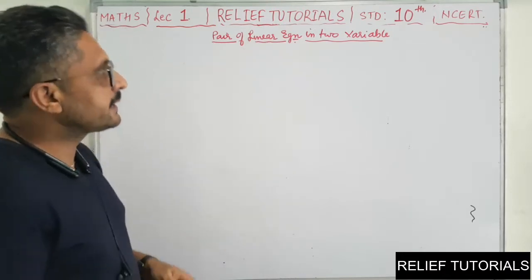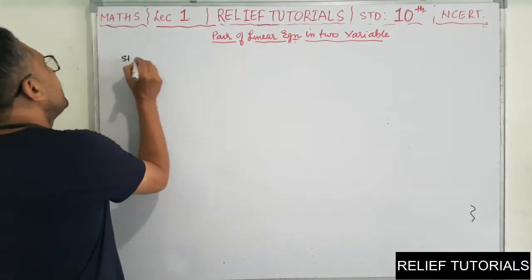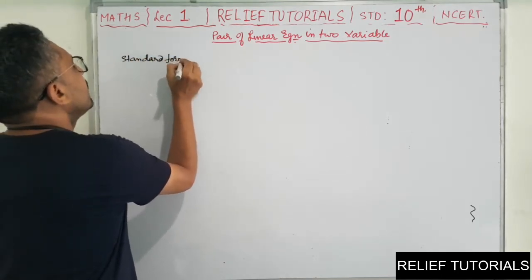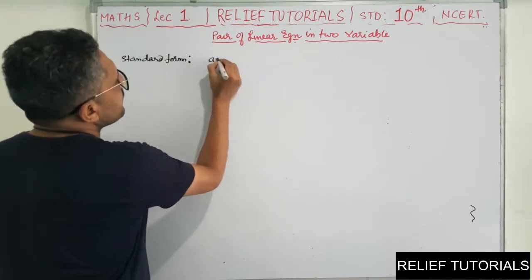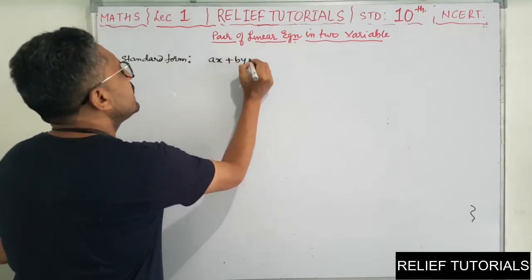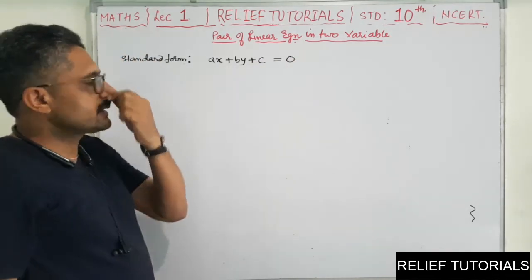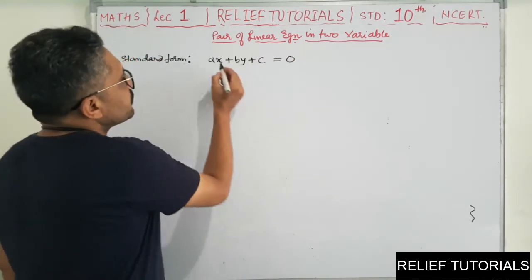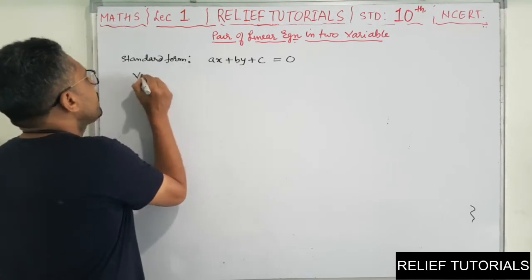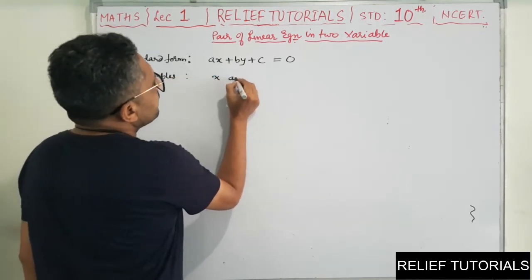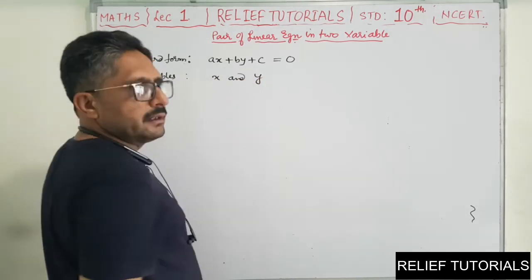See, what is the standard form? Standard form is ax plus by plus c equals 0. So this is a linear equation. Why? Because here there are two variables, x and y. So if we talk about variables, the variables are x and y. These two are the variables.